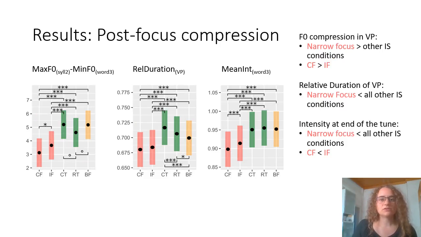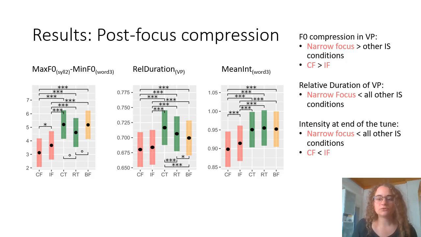We see similar results for all 3 measures of post-focus compression. The leftmost plot here is a bit counterintuitive. Lower values for the difference between the F0 in the second and third word indicate a higher degree of F0 compression. So in the leftmost plot, we see that the F0 compression in the verb phrase was higher, lower values in the plot, but it means higher compression in narrow focus than in the other conditions, and higher in contrastive focus than in information focus.